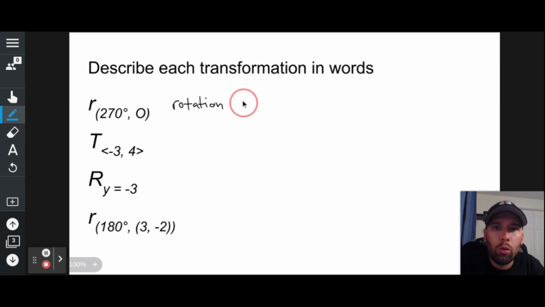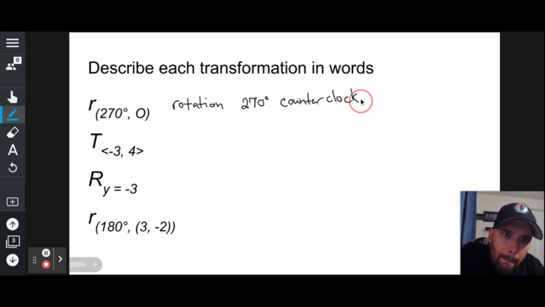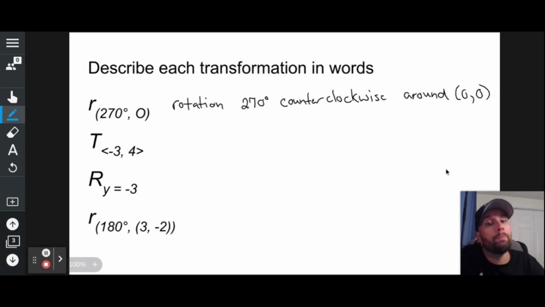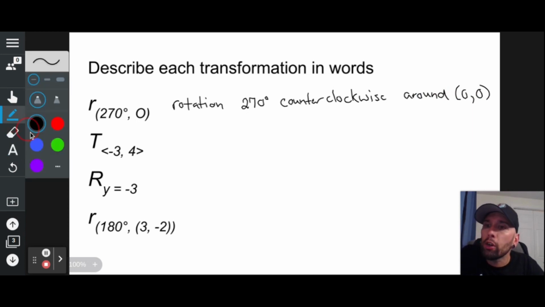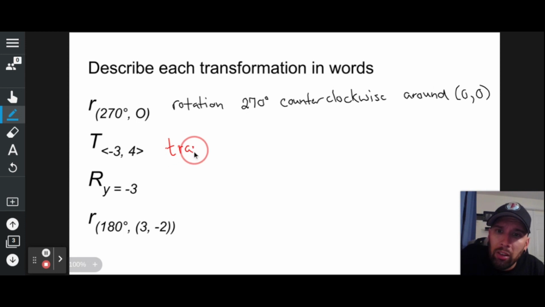We see 270, so 270 degrees counterclockwise. And that O means that I take it and spin it around my origin, which is 0, 0. That's the first one. The second one is a T, which means translation.